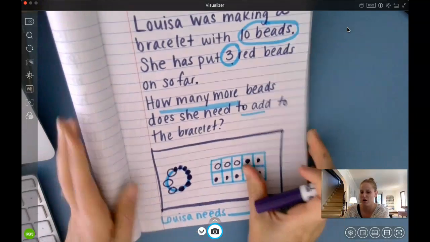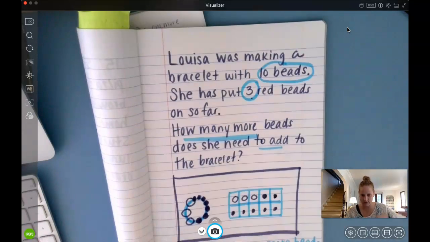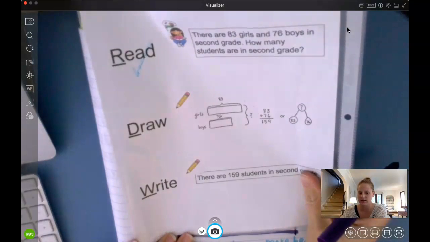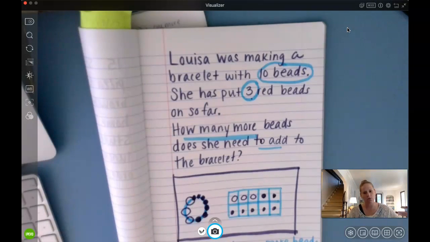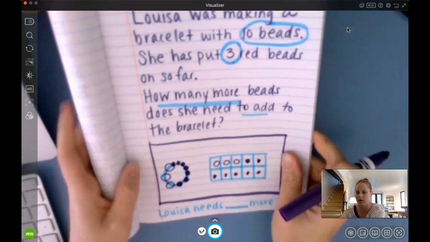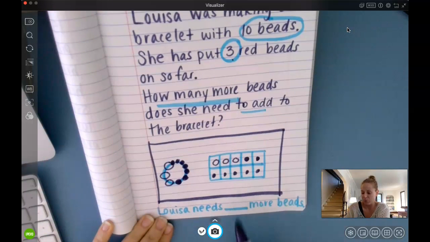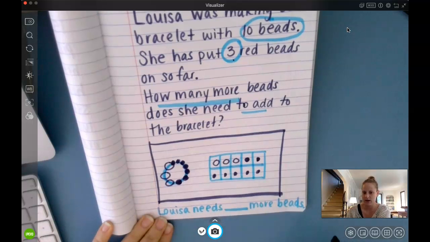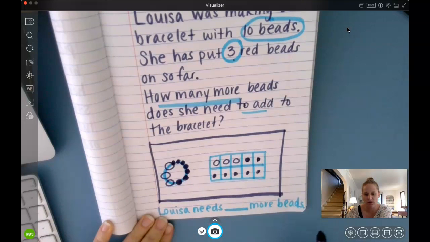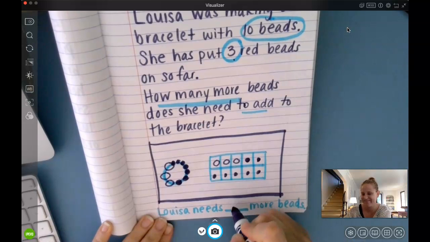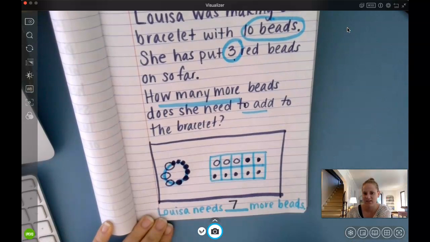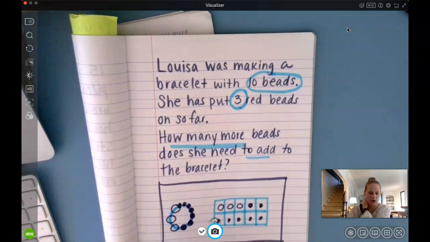Great job, friends. Our last part is to write our answer in a sentence, and I've already done that for us. You don't need to write this today, but help me fill it in. Track here while I read. Louisa needs blank more beads. How many more did she need? Show me on your fingers. 7. Great job, my friends.